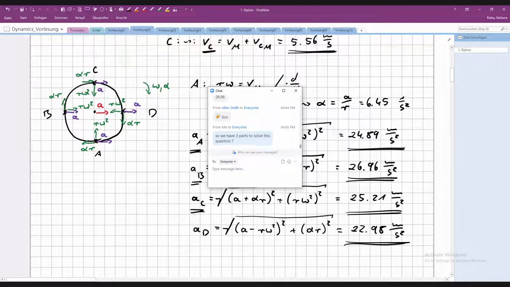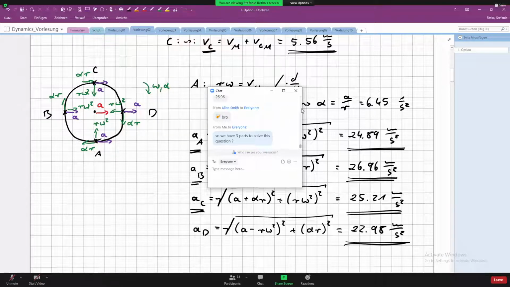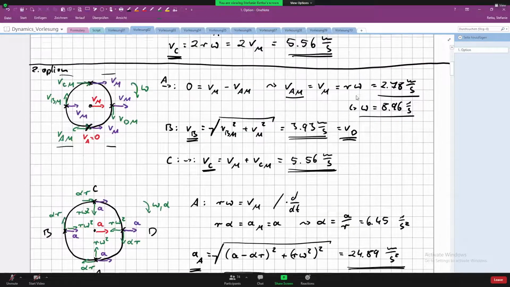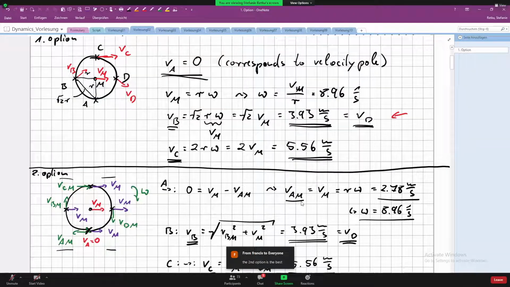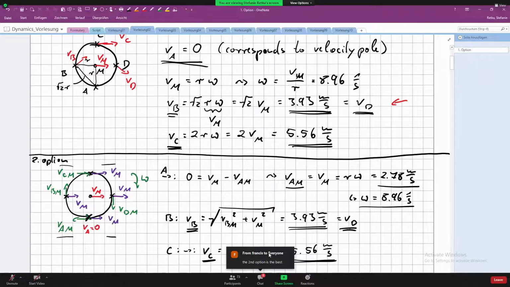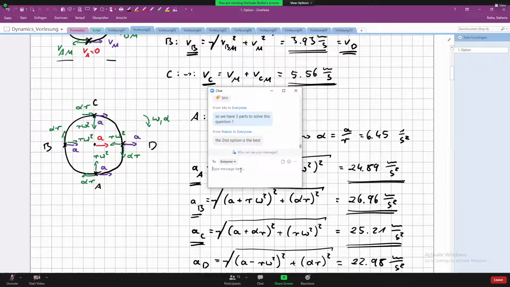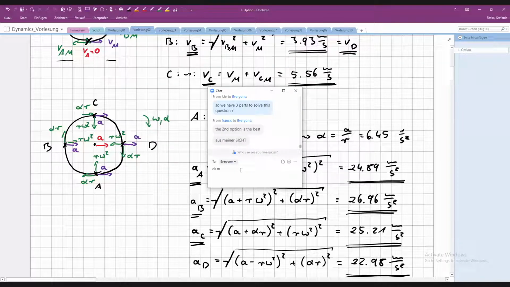We have 3 parts to, well, no, actually 2 parts, because for the velocity, we have 2 options. For the acceleration, we have only one option. And the second option is a general approach that always works. So if you don't like using the velocity pole, you don't have to.